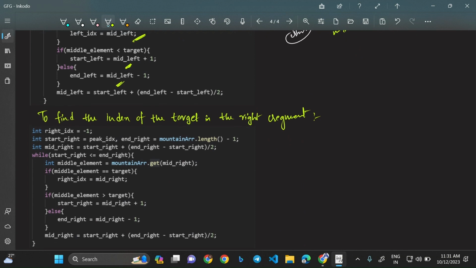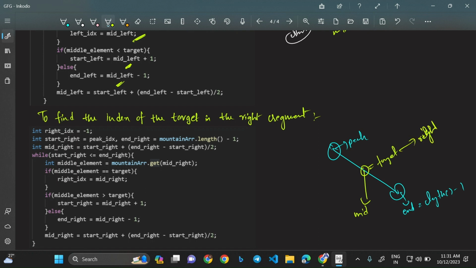Similarly, to find in the right segment. So this is how it looks like. This is the peak element. This is the end, which is basically length - 1. All right. So we are searching here, first mid. So let us assume this is the mid, and in case this is actually equal to target, then we will return this index. This is the right index, right idx. This is the first case.